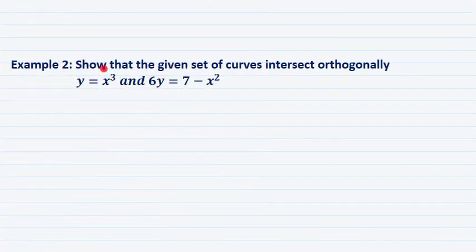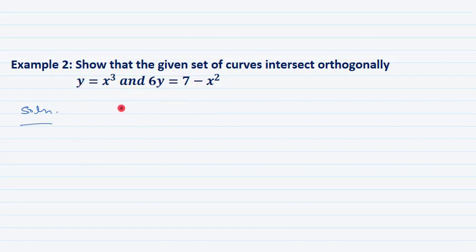The next example is to show that the given set of curves intersect orthogonally. The curves are y is equal to x cube and 6y is equal to 7 minus x square. This is a parabola and this is a cubic function. So we will approach in the same way. Number 1, we will calculate the point of intersection.